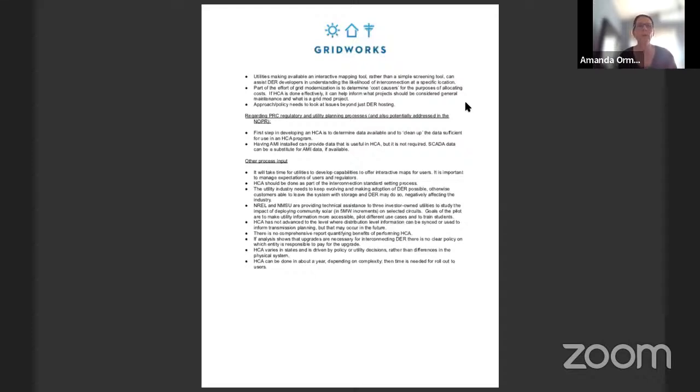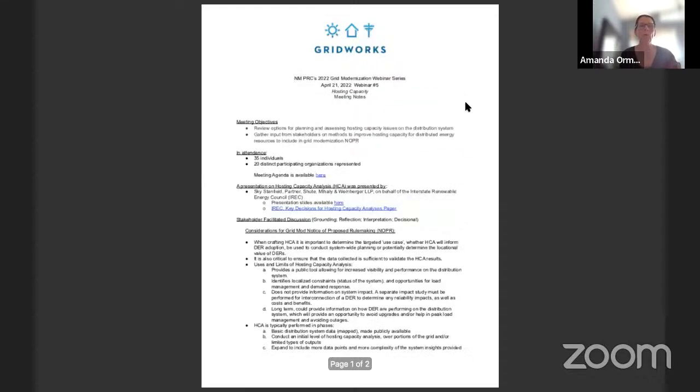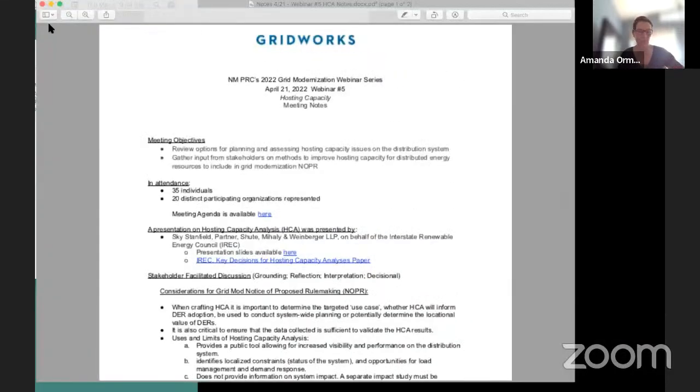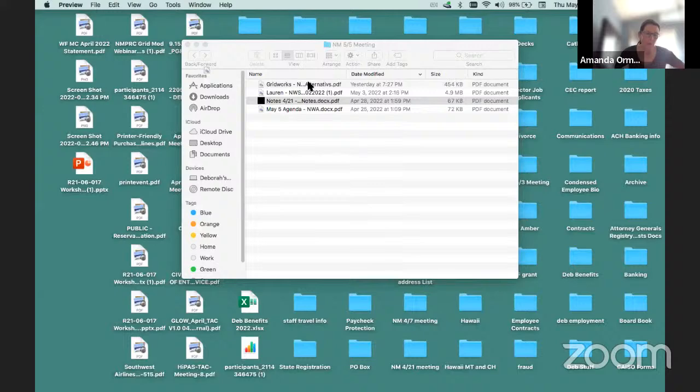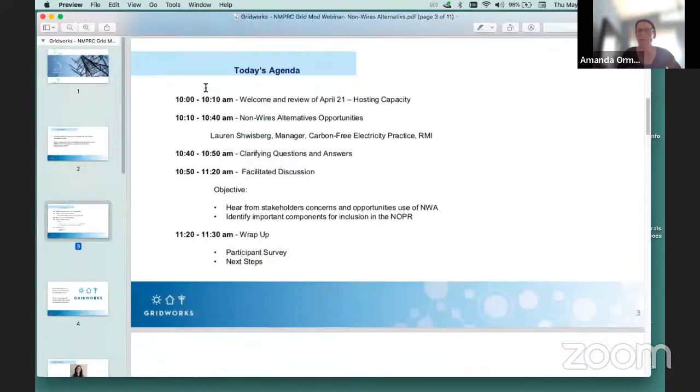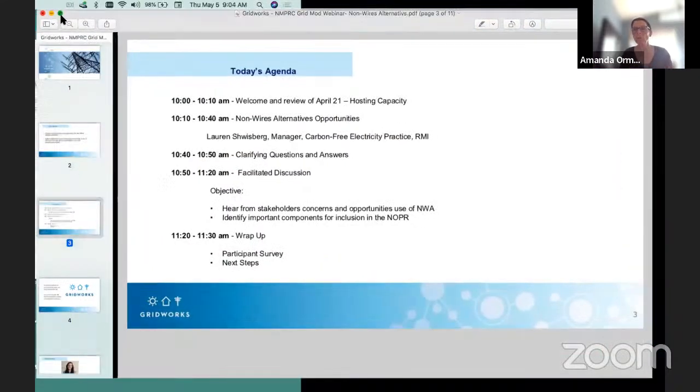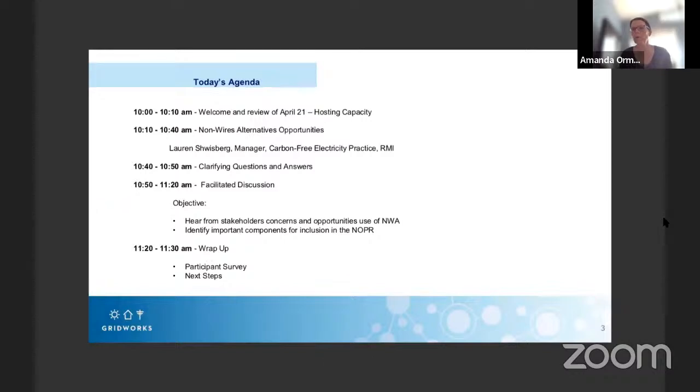So Deb, I don't know that that's readable at all. So maybe you can go back to the agenda, since I'll just recap it for people. It takes time to offer these interactive maps, which I think ultimately is what developers and other folks interested in HCA want, which is actually seeing the system and where opportunities are.